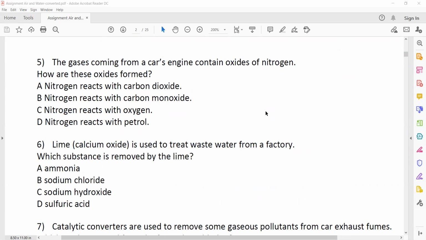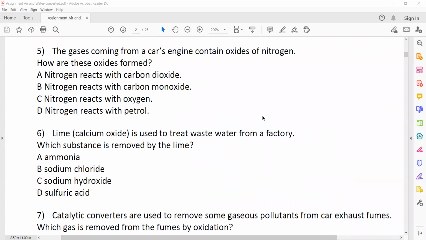Question 5. So for question 5, C is the right answer. These oxides, nitrogen and oxygen, react to form oxides of nitrogen.